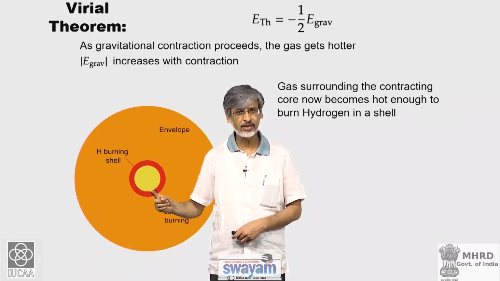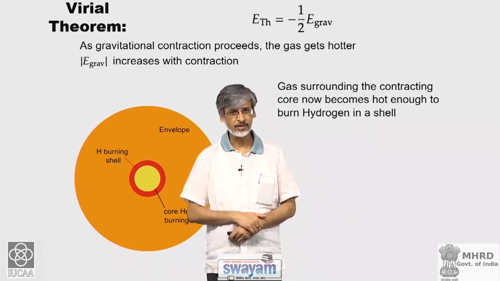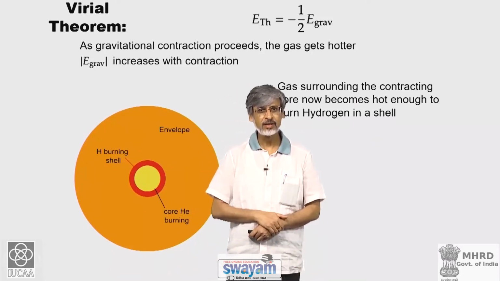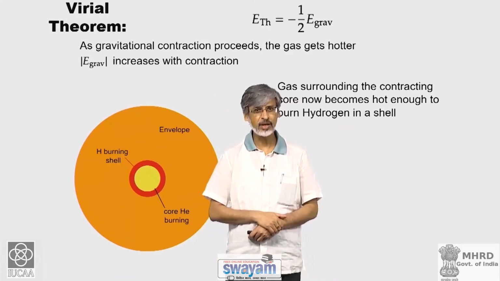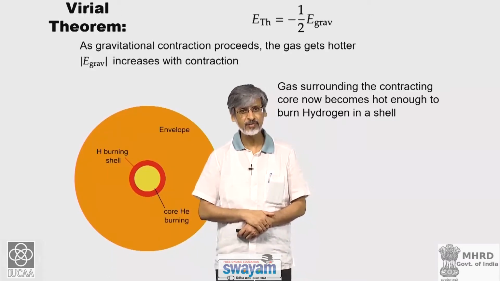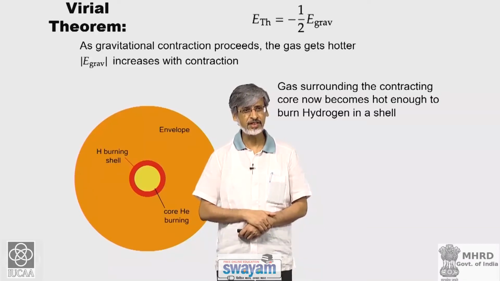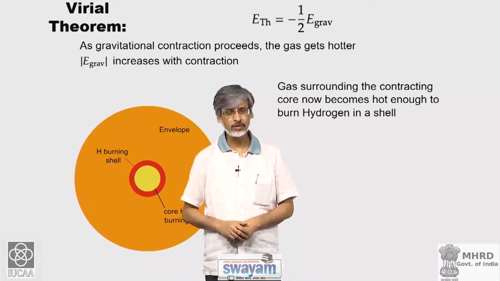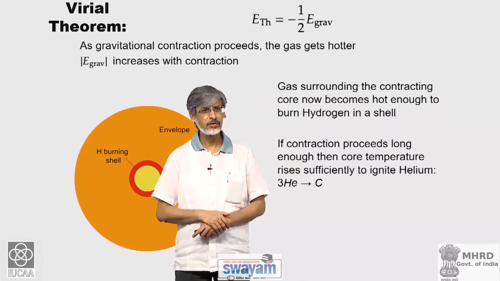Just surrounding it, there is a shell which is burning hydrogen, and this hydrogen burning now starts producing a lot of energy. The star becomes bright and it in fact expands, driving it to something called a red giant phase, and the core continues to contract. As it continues to contract, it will continue to get hotter.